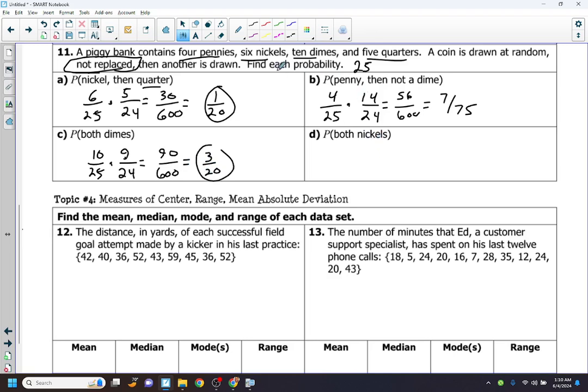Both nickels. In this case, it's 6 over 25. I lose a nickel because I picked one already, and I lose a coin in total because I picked the coin. So this is going to be the final answer, 1 over 20. We've done this kind of multiplication earlier.